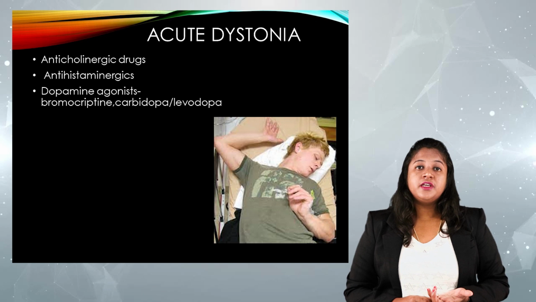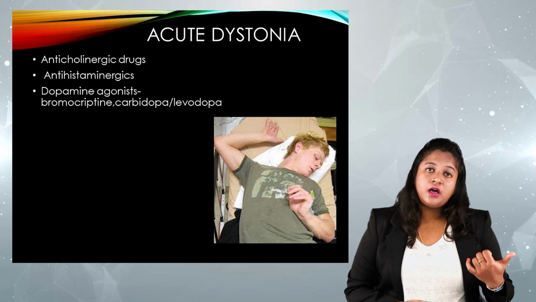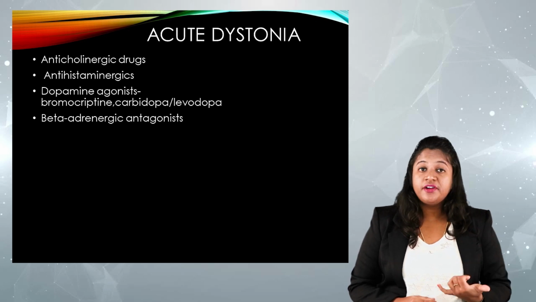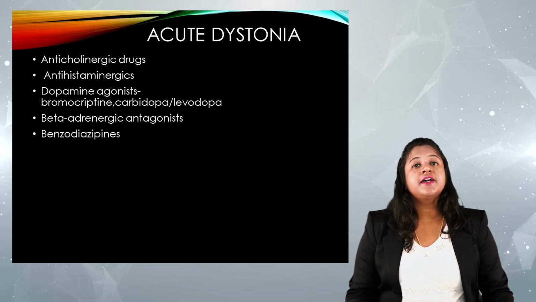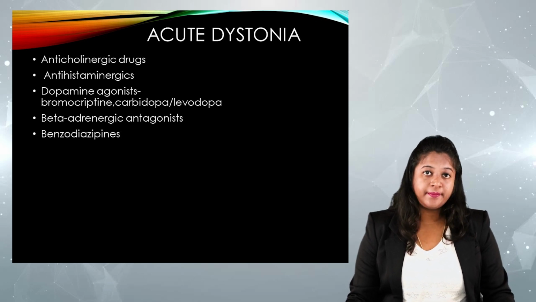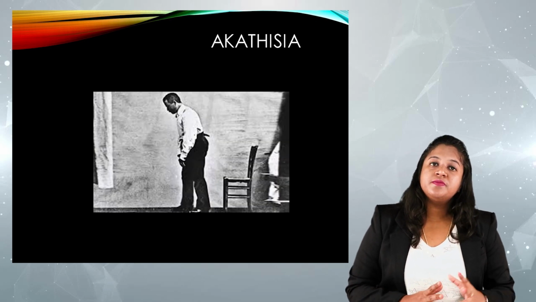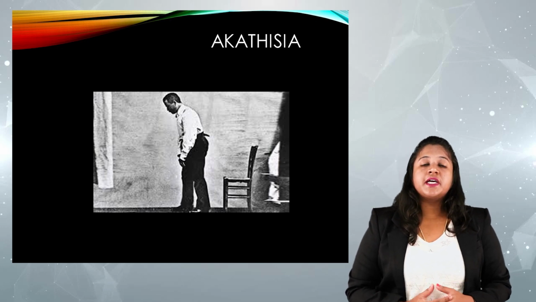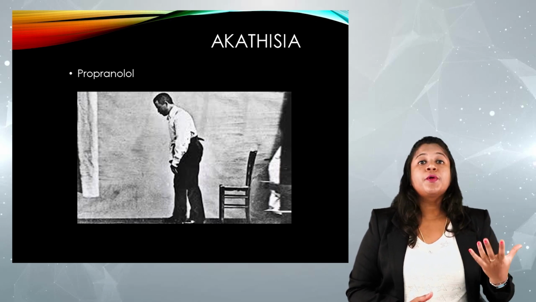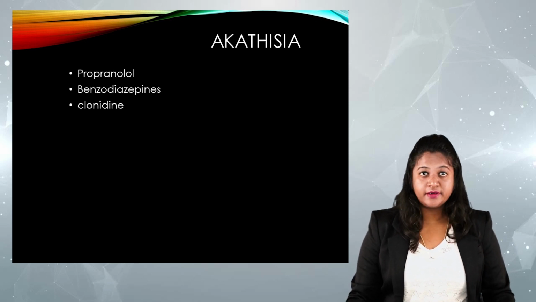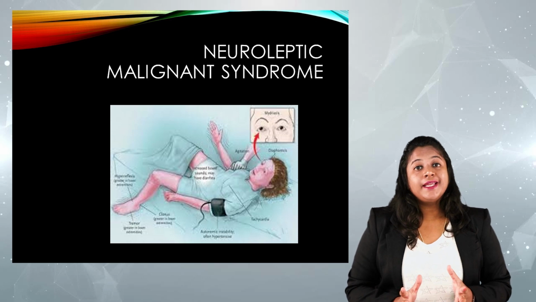Dopamine agonists that we use, for example, bromocriptine, carbidopa, levodopa, beta adrenergic antagonists, and benzodiazepine group of drugs. So these are the list of drugs that we use in acute dystonia. The next extrapyramidal symptom is akathisia. In conditions wherein the client develops akathisia, we use these drugs: propranolol, benzodiazepine group of drugs, as well as clonidine. Next is neuroleptic malignant syndrome.